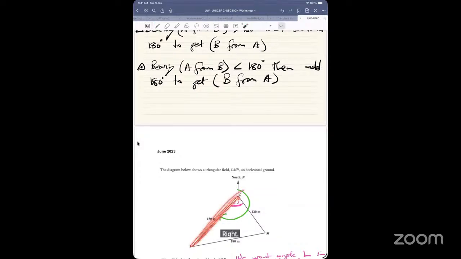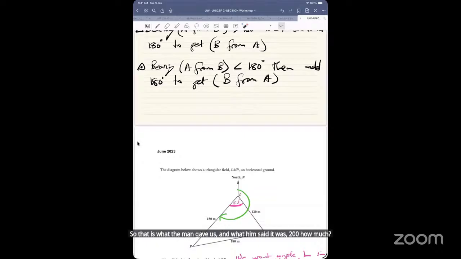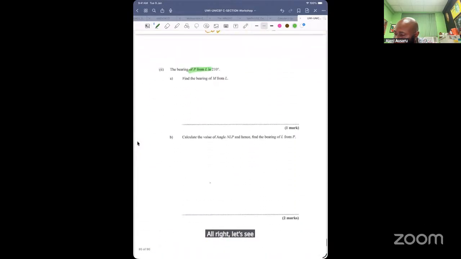So we know we can go around to here. So that is what the man gave us. And what he said was 210. Wasn't it? 210 degrees. You're right on your thing. 210 degrees. Lovely. All right.